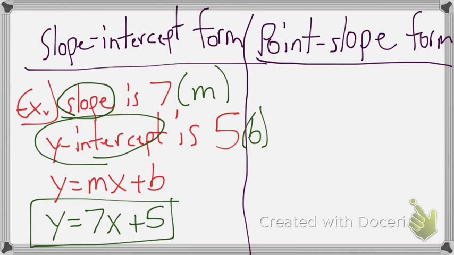Okay? So for the other one, for point slope form, that's the one where you need the slope and then any random point on the line. It doesn't have to be the intercept. So here I might tell you the slope is, Brian, what's your favorite number?